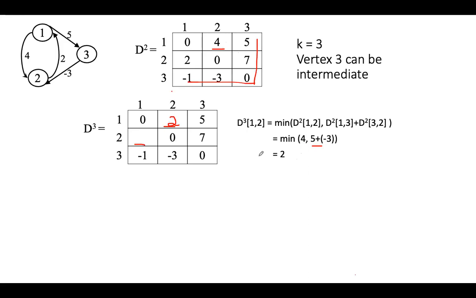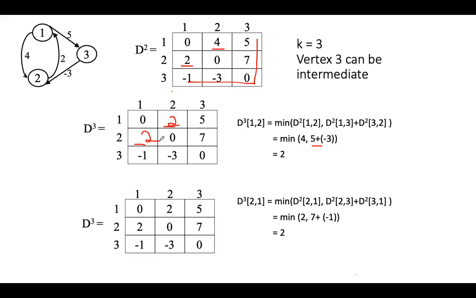Earlier it was 4. Earlier, if you wanted to go from 1 to 2, there was a direct path, but its cost was 4. Now what we have found out is we can go to 3 and from 3 to 2, so the cost will be 2. Next, we have to find out D3 of 2 comma 1. D3 of 2 comma 1 is equal to minimum of D2 of 2 comma 1, which is 2, comma 2 to 3 and 3 to 1. 2 to 3 is 7, 3 to 1 is minus 1, which will be equal to 6. So minimum is 2 only. So this value will be 2.